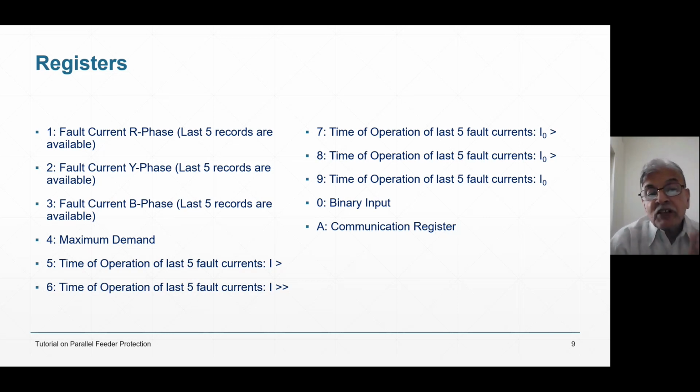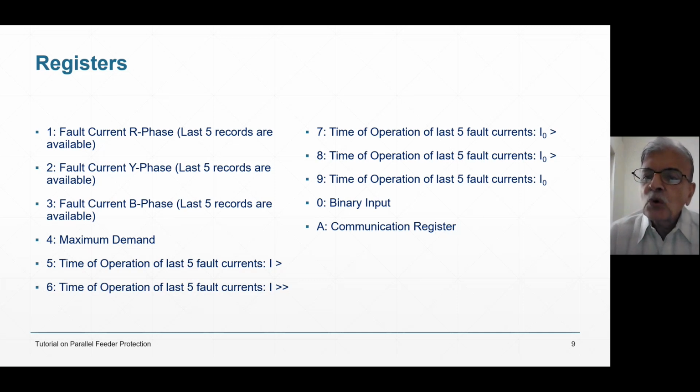Register number 5 is time of operation for I greater than. And register number 6 is time of operation I double greater than. Everywhere last 5 records are available. So that means if the fault had occurred before 6 months, that data is available with the relay. 7. Time of operation of last 5 fault currents I0 greater than.